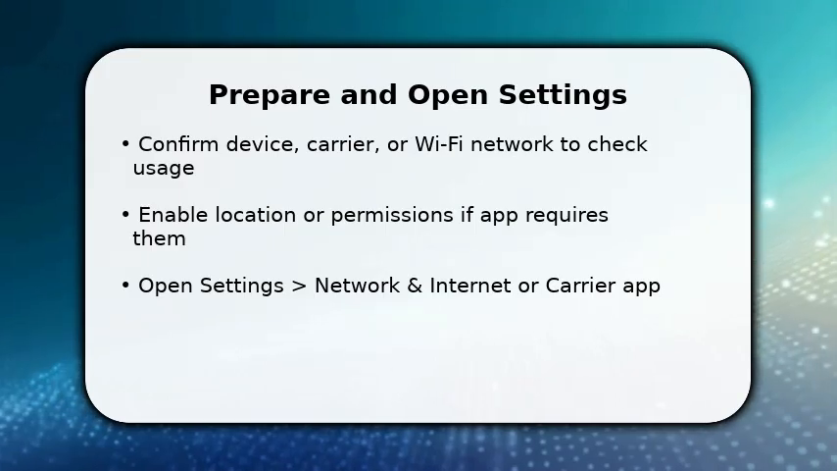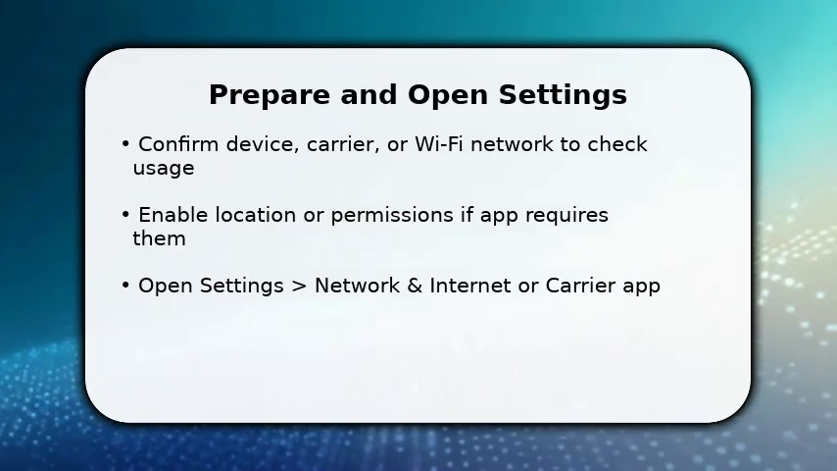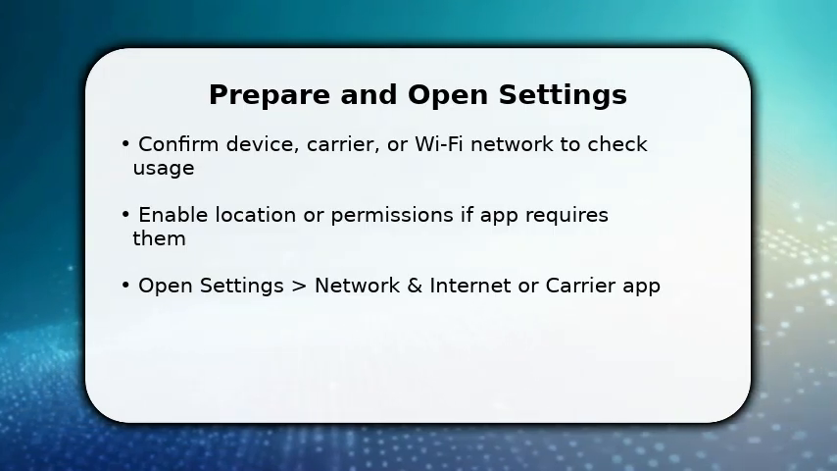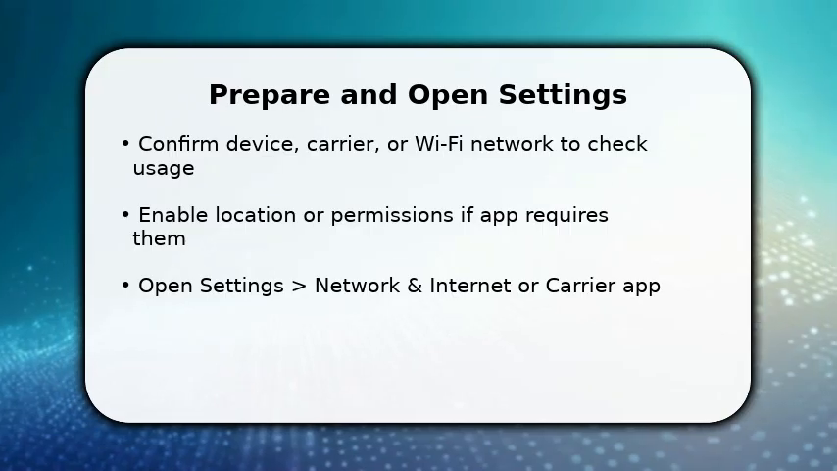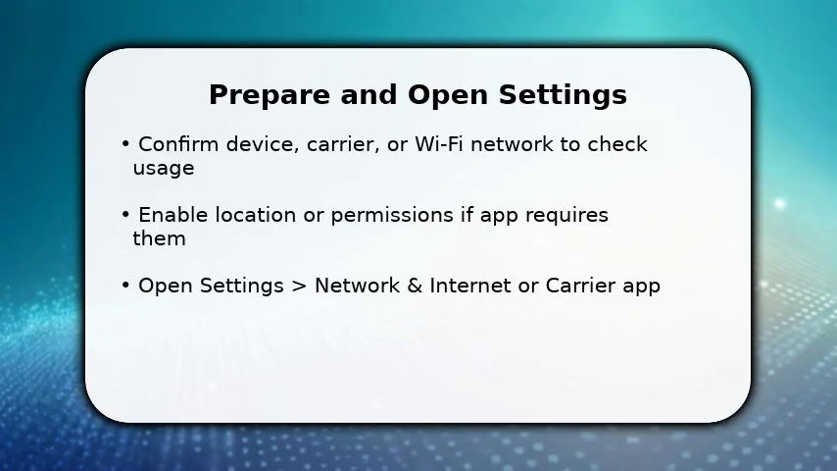You start by confirming exactly where you'll check usage: your phone, carrier portal, or router. Once done, grant any necessary permissions so the app or settings can read data. Now open Settings and go to Network and Internet, or launch your carrier's app. This is the first actionable step.